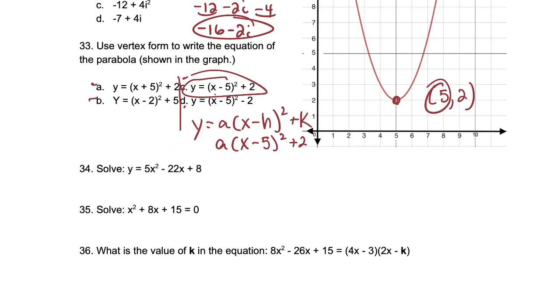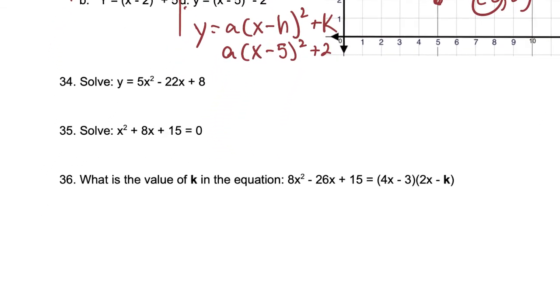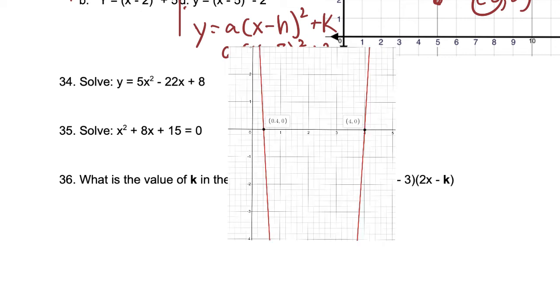Let's see here, problem 34. Solve this guy. They do not give us any directions for solving this guy, so we're going to graph him. So I'm going to pull out my graphing calculator here. On 34 here, it says to solve this equation. The first thing I notice is it's quadratic. When they say solve it, they're looking for the x-intercepts.